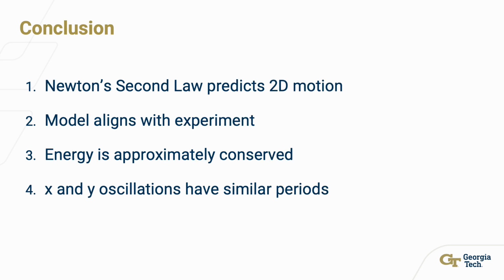So the conclusion essentially is that Newton's second law predicts 2D motion fairly well. Our model aligns very well with the experiment. Energy is approximately conserved, and x and y oscillations have similar periods.